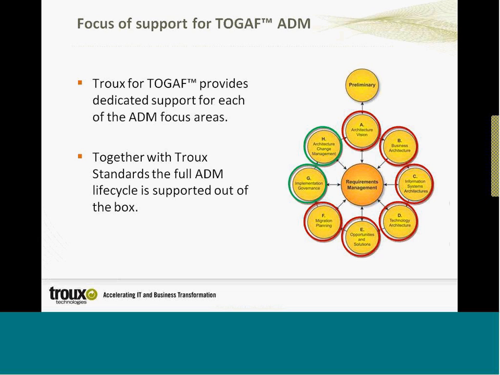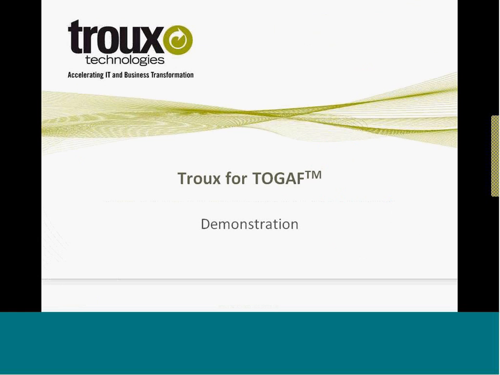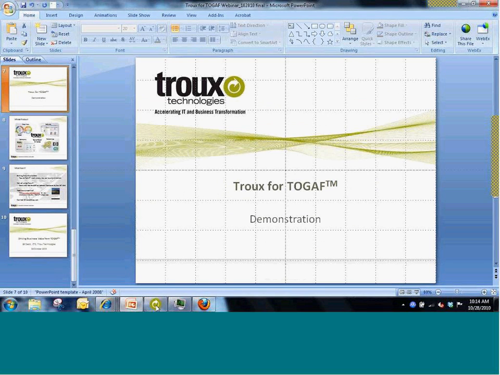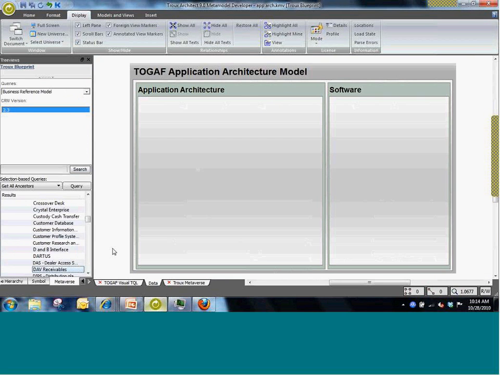Now, with that as background, let me move into a demo and show you a little bit of the product. The demonstration is oriented around the ADM, touching on each phase, from phase A, architecture vision, to phase H, architecture change management. I've changed the ordering in a few cases, starting with phase C, application architecture, as you see here. But I think you'll see that we have complete coverage of the ADM, and as a guidepost as we proceed through the demonstration, that is the ADM.